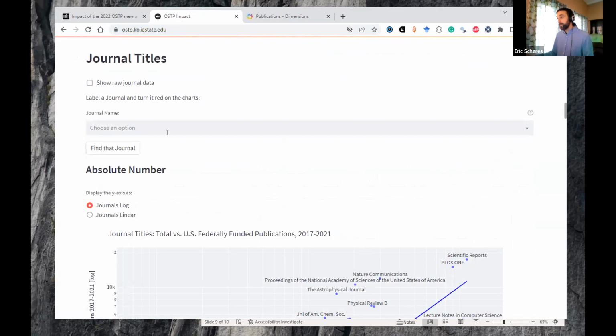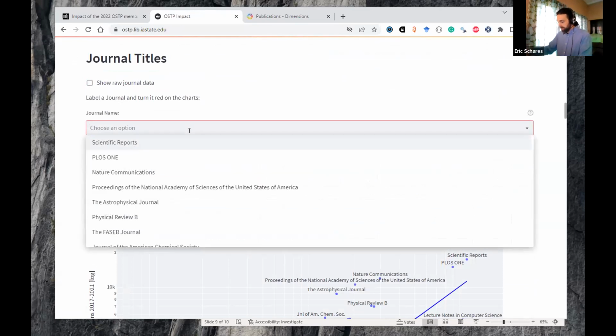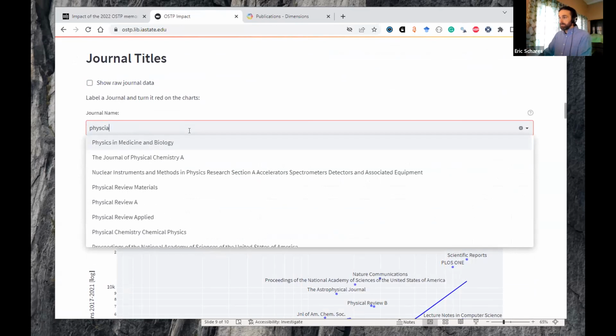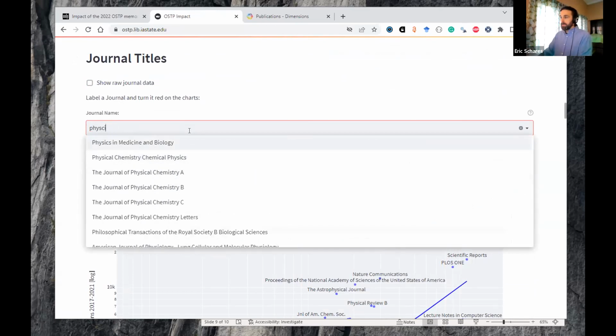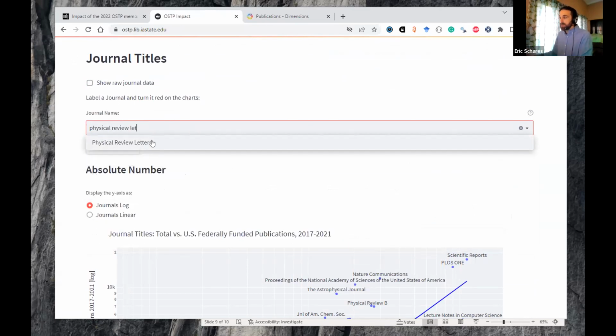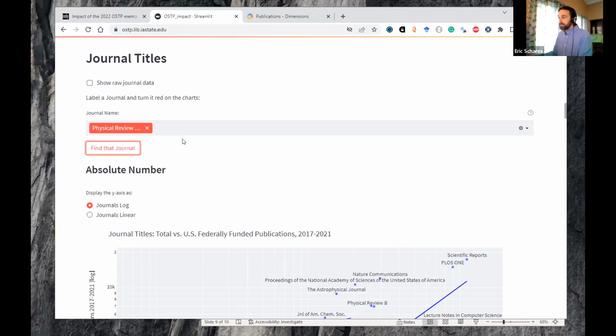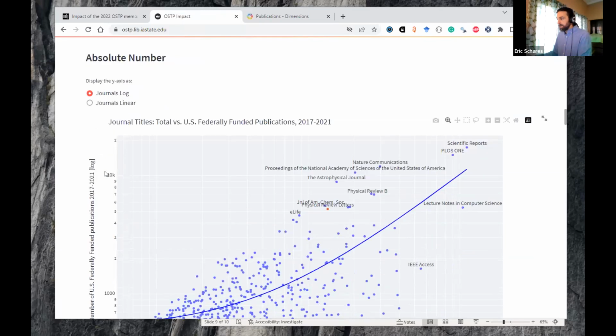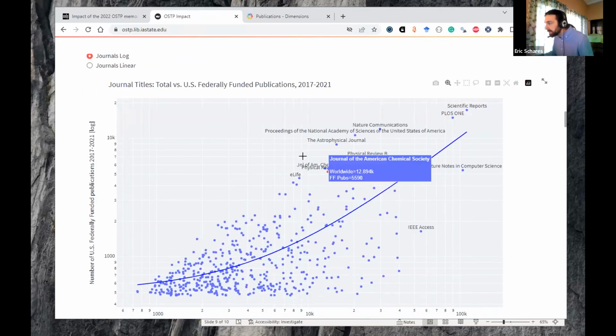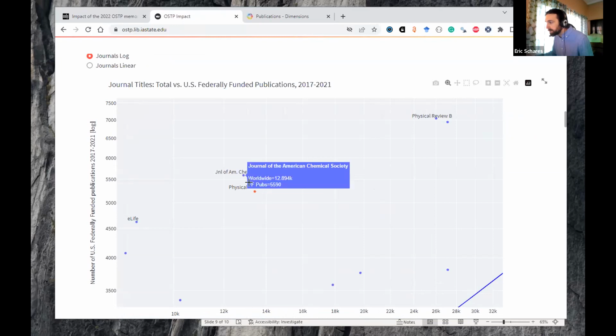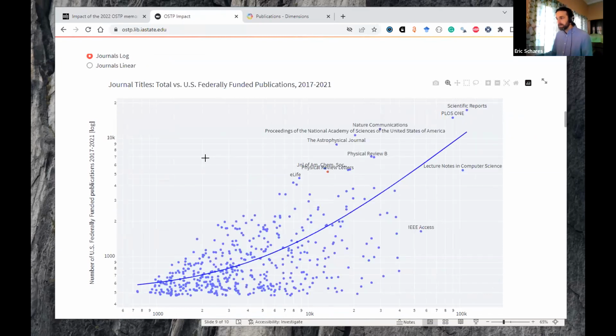We can label a journal and turn it red on the charts. Maybe, I don't know, let's go. Turn one of these on, find that journal. That happened to be near one, but I could zoom in and say, well, how close is it, and so on. Double click to reset the view.